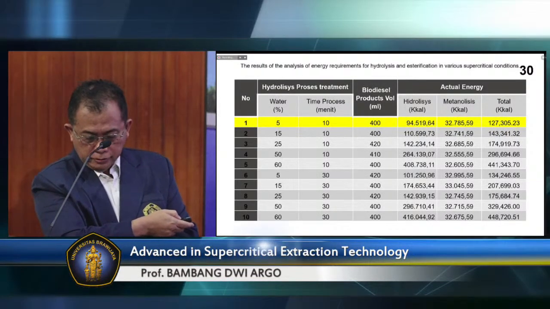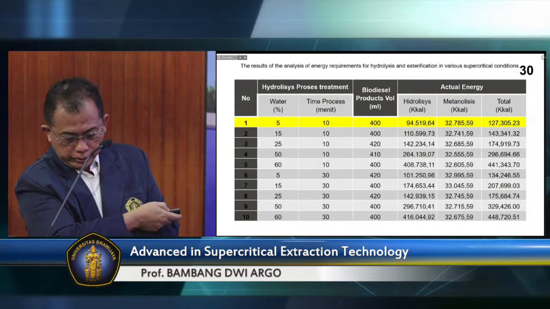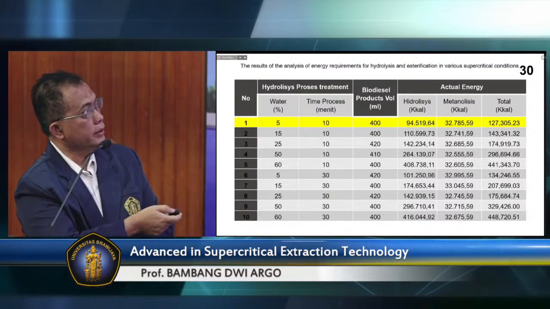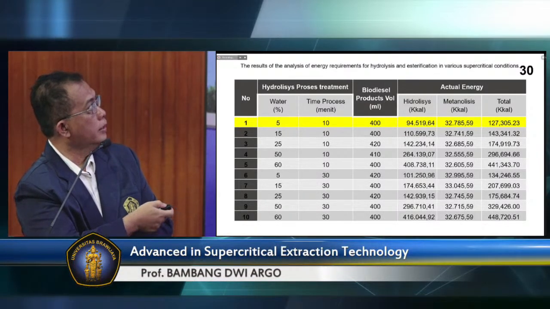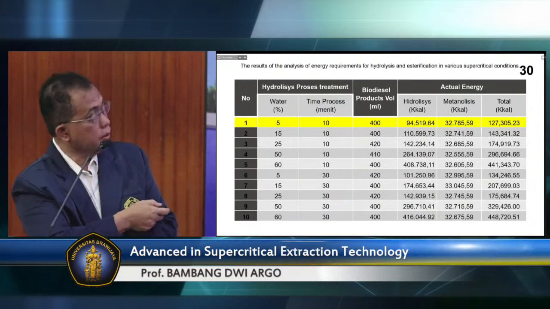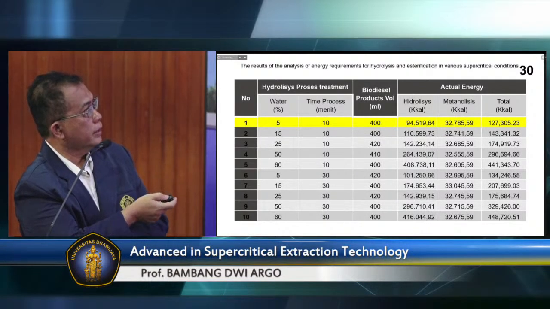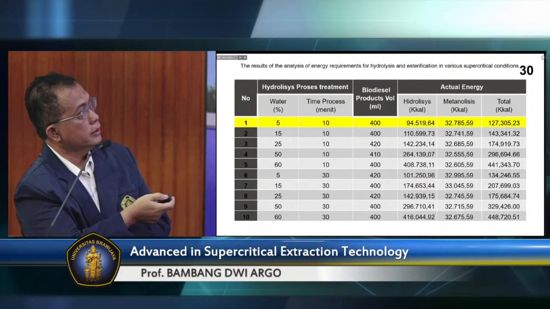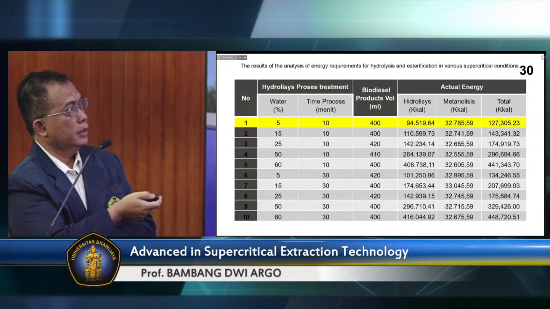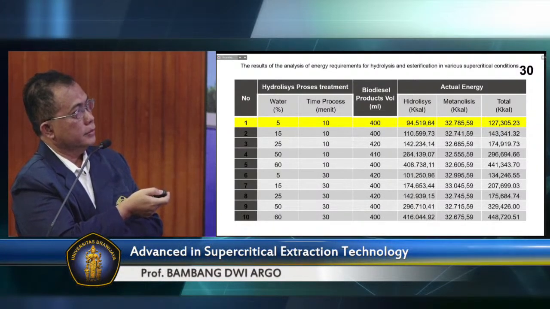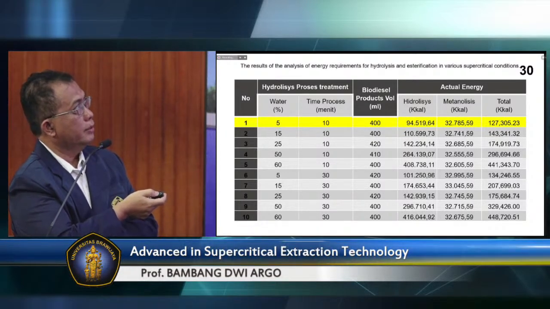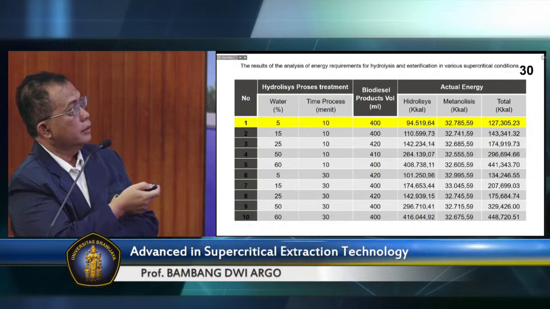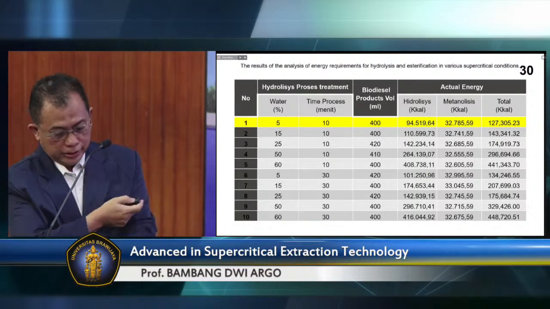We also calculate the total energy requirement for hydrolysis and esterification, and the result is in this table. For treatment number 1, we can see here the total energy requirement is 127,305 kilocalorie. It's still very high, because we use the batch supercritical fluid.